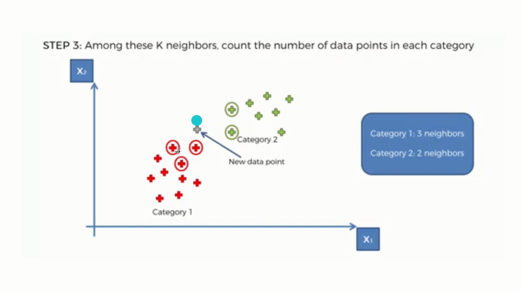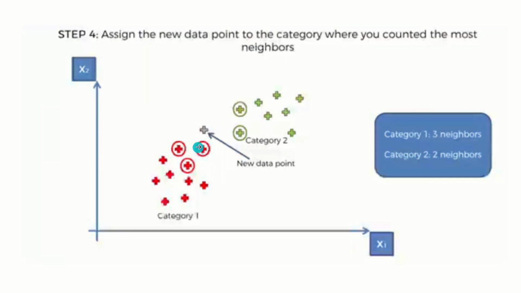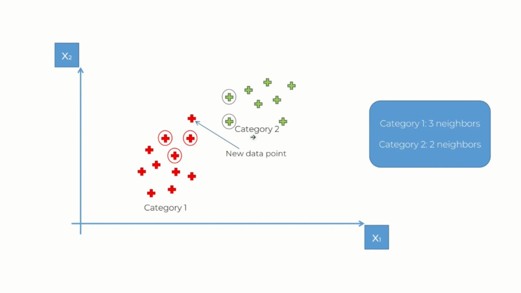Now among these k neighbors, you can see they are shown in this red circle and the green circle. These are the neighbors of this new data point. Count the number of data points in each category, and we can easily find that category 1 has 3 neighbors and category 2 has 2 neighbors closest to this data point. And as we saw in the description I showed you earlier, the data point belongs to the category which has the larger number of neighbors. So in this case, category 1 has 3 and category 2 has 2. It means we know the clear winner: category 1, right? So in step 4, assign the new data point to the category where you counted the most neighbors. Obviously this belongs to the red one, that's why it turned out to be red.